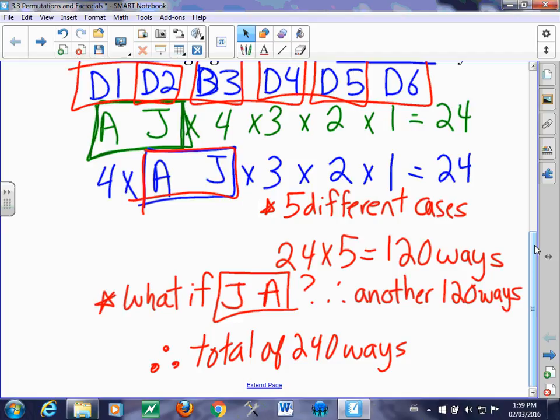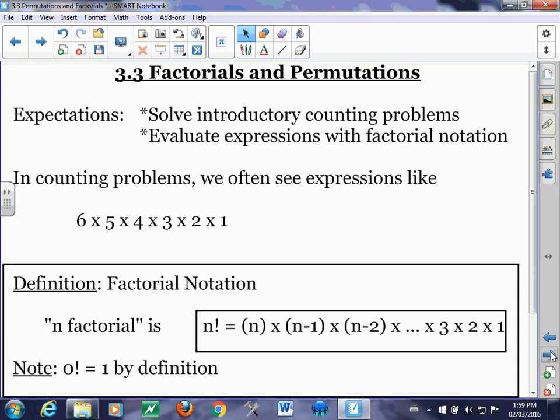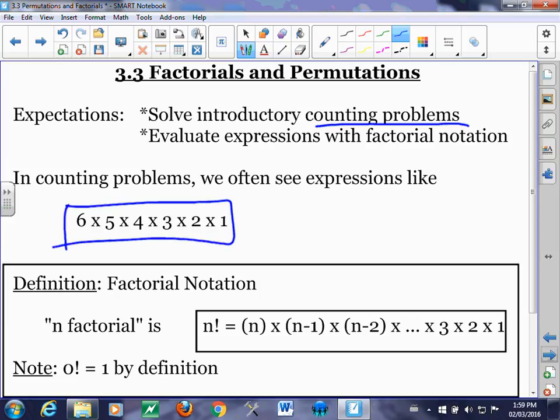Awesome. Now let's get into this new fun stuff called factorials and permutations. This is how we talk about an introduction to counting problems. In counting problems, we often see examples like what we had in our warm-up: 6 times 5 times 4 times 3 times 2. Well, this equals what I mentioned on the first page, 6 factorial. That's how you read it. When you plug it in your calculator, you know that's going to equal 720 because we just did it up above.